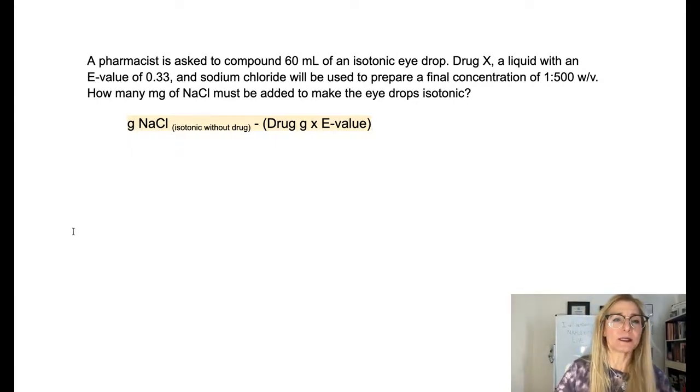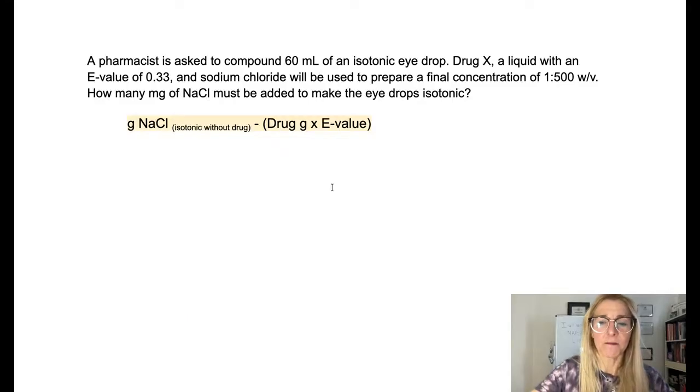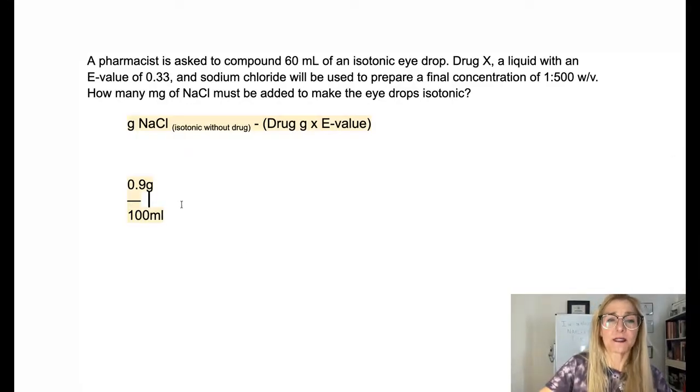So the way I would set this up, since I am looking for grams of sodium chloride needed to make 60 mLs isotonic, I would do this. And this is how you can set up all of your problems to begin with. Grams of NaCl, 0.9 grams over 100 mLs gives us what would be isotonic.